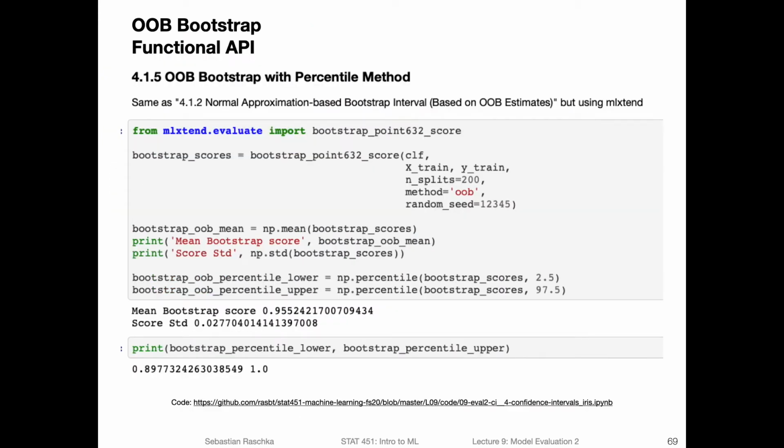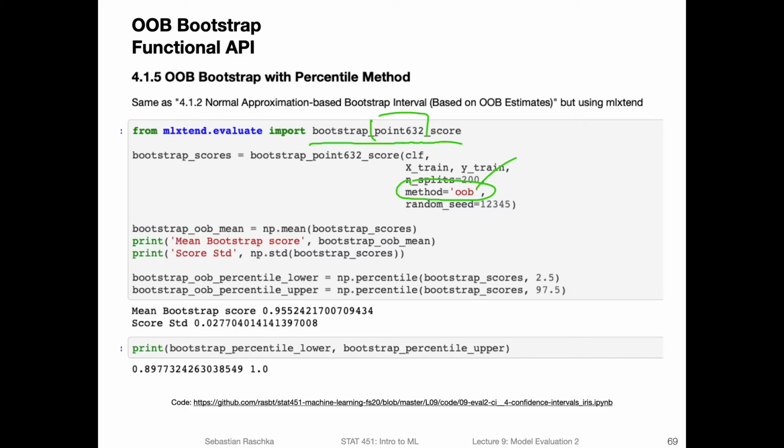But there's also an easier implementation, or implementation that is easier to use, that I implemented in MLxtend. I called it Bootstrap 0.632 score. Why the 0.632 here? Because we will later see we can use the same function for the 632 and the 632 plus Bootstrap. By default, it's doing the 632 Bootstrap, which is why I call the function like that. But you can choose what type of Bootstrap you want to use by specifying this method here. So here OOB is the out-of-bag case, and this should give us the same result as before.